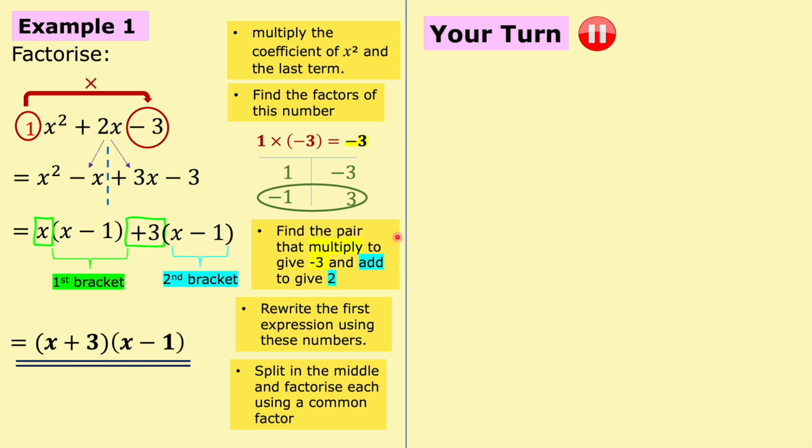Can you please use this example to help you and follow all the steps? Can you please factorise x squared plus 6x subtract 7? So if you pause now.